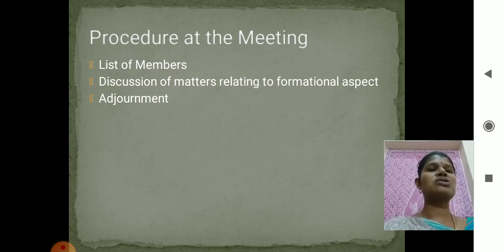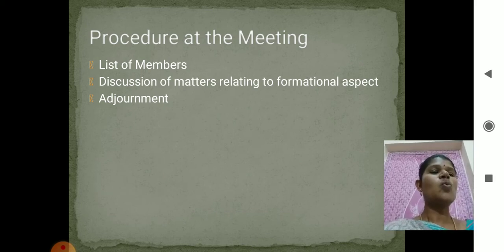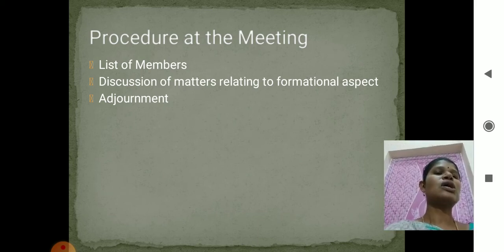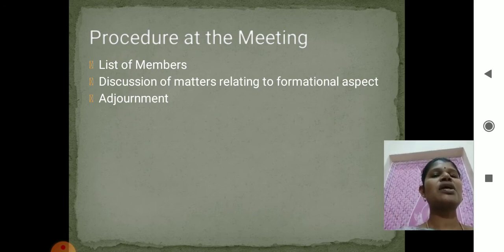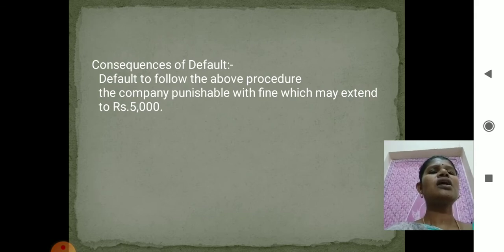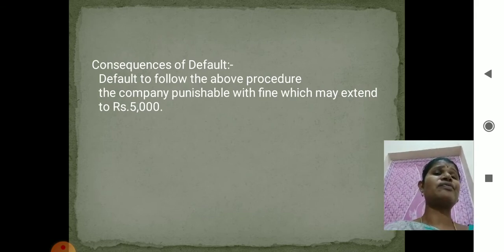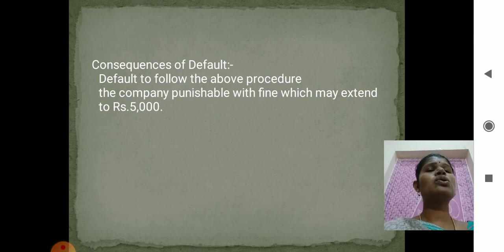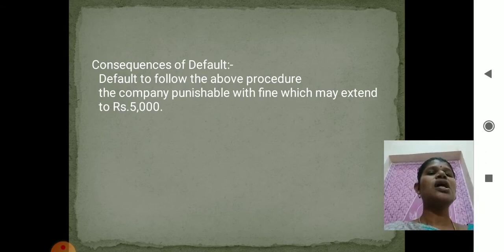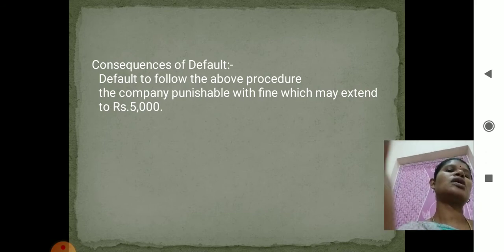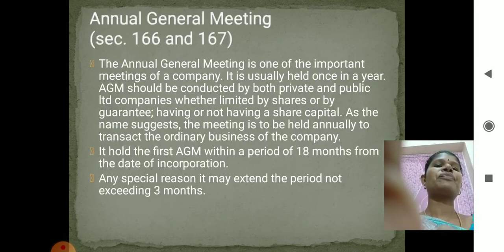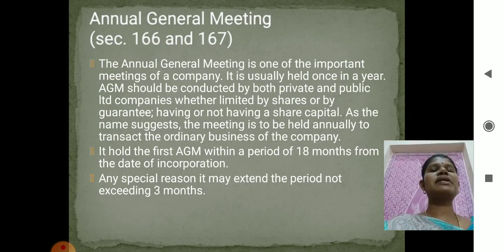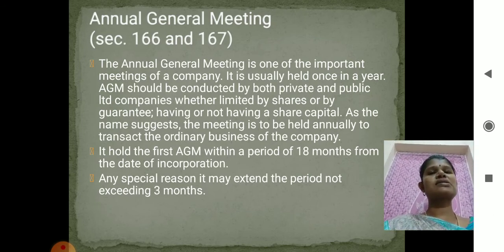And what is the procedure at the time of the meeting? The procedure includes a list of the company, what matter we are going to discuss, the formal aspects, and then adjournment. That means the breaking up of the meeting. And what are the consequences of default? If you default in following that particular procedure, the company is punishable with a fine which may extend to rupees 5,000. Next, annual general meeting, sections 166 and 167.